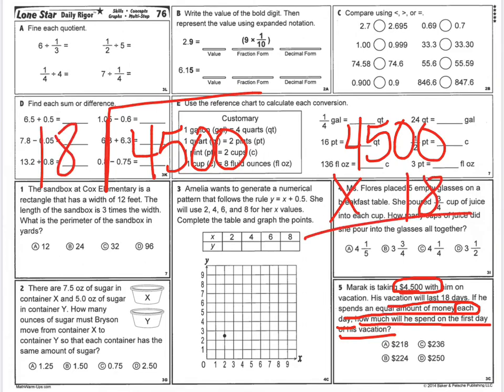Okay, so look at it. He's taking $4,500 with him on vacation. His vacation will last 18 days. If he spends an equal amount of money each day, how much will he spend on his first day of vacation? So you have to look at your answer choices and see which one's going to give you the smaller numbers. It's not going to be multiplication.